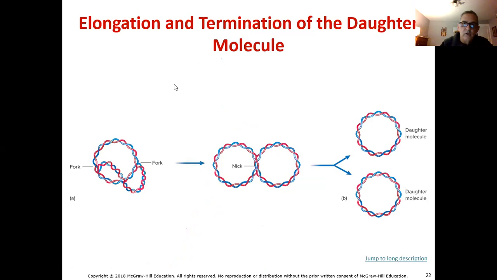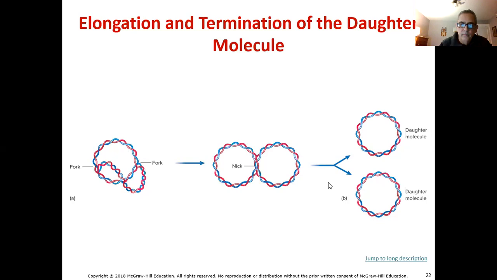Elongation and termination of the daughter molecules. So this is again referring to a bacterial cell. We just see a single circular chromosome. It can have two replication forks. So you have an old and a new set of genetic material. It separates, so the red and blue, the red would probably represent the parental, the original strand, and the blue, the new strand. And this would be into two different cells.